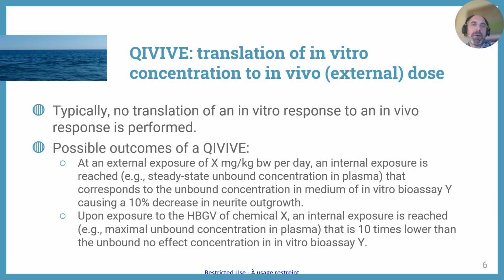A possible outcome of a QIVIVE can be, for a reverse dosimetry approach, at an external exposure of X milligram per kilogram body weight per day, an internal exposure is reached, steady-state unbound concentration in plasma, that corresponds to the unbound concentration in medium of in vitro bioassay Y, causing a 10% decrease in neurite outgrowth. Or, for a forward dosimetry approach, upon exposure to the health-based guidance value of chemical X, an internal exposure is reached, the maximum unbound concentration in plasma, that is 10 times lower than the unbound no-effect concentration in vitro bioassay Y.